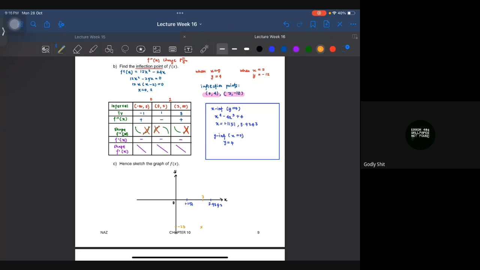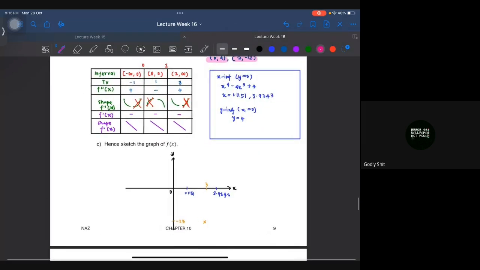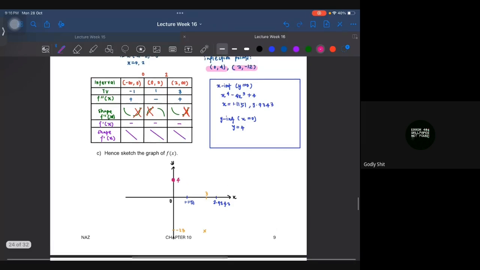Okay, so saya label dengan warna pink pula. Warna pink. Okay, so 0,4. So 0,4. 4 dekat atas sini. So sini inflection point yang pertama. Okay, and then seterusnya saya label inflection point dengan bulat lah. Nampak beza sikit. So sini bulat. Okay, lepas tu yang kedua kita ada dekat 2 dengan negative 12. So 2 is here. Negative 12 is somewhere here. Okay, so inflection point dekat sini.